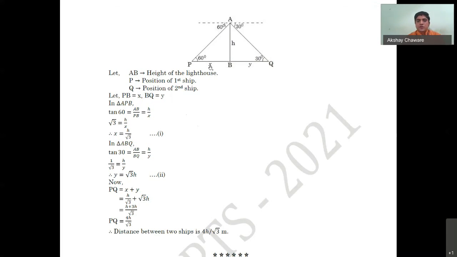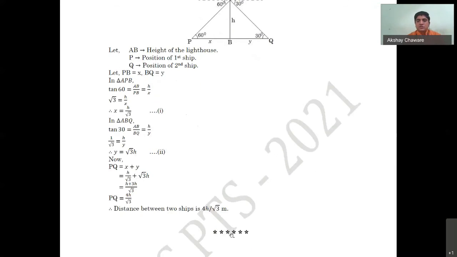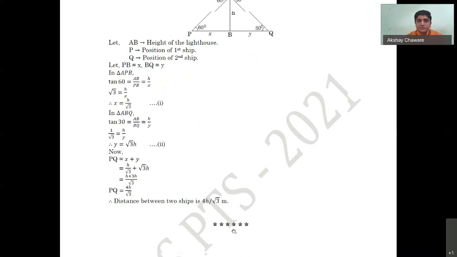Now what is X plus Y? X plus Y is nothing but PQ, which is the distance between the two ships. And if we add, we will get 4H upon √3. And therefore the distance between the two ships is 4H by √3 meters. And that is our final answer. So this is the end of this model answer.